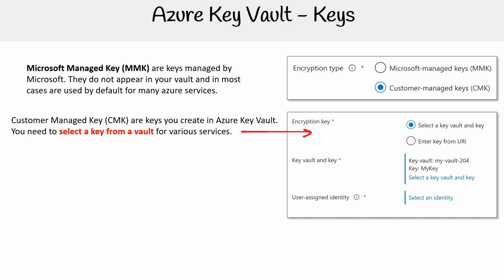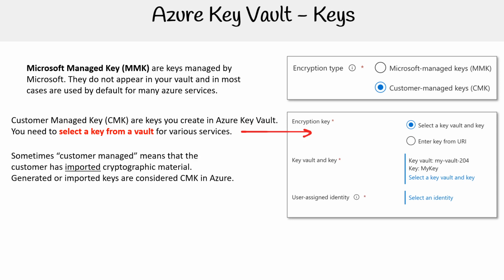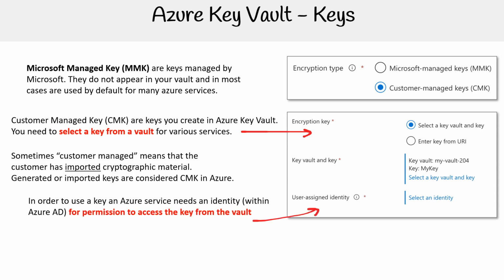Customer managed keys, CMK, are keys you create in Azure Key Vault. You need to select a key from a vault for various services. So sometimes customer managed means that the customer has imported cryptographic material. But when we're talking about Azure, when you generate or import a key, they consider that a CMK. And I'm pointing that out because I use other clouds like AWS and GCP, and for AWS, CMK indicates imported cryptographic material, not exactly how Azure describes it here. In order to use a key, an Azure service needs an identity within Azure AD, for permission to access the key from the vault.